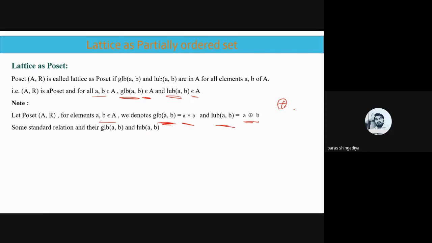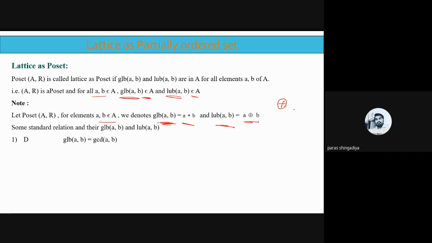So now we have some standard relations in this question, for example, the divide relation, the subset relation, and the less than or equal to relation. For these cases, how can we find GLB and LUB? For example, if we have the set P(A), we cannot directly find the GLB and LUB of this set. So which mathematics do we have to use to find the GLB and LUB?